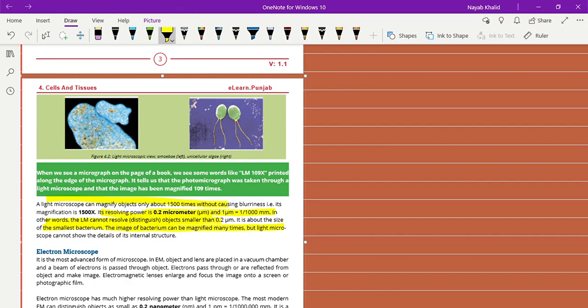When we see a micrograph on the page of a book, we see some words like LM 109X printed along the edge of the micrograph. It tells us that the photomicrograph was taken through a light microscope and that the image has been magnified 109 times. If any micrograph shows 109x, it means that the diagram shows the image 109 times closer. So that is the basic purpose of the light microscope.